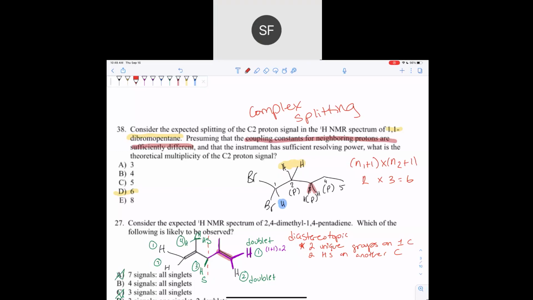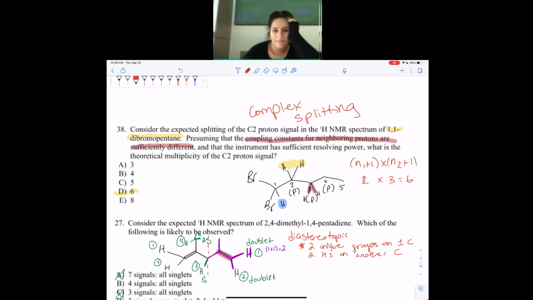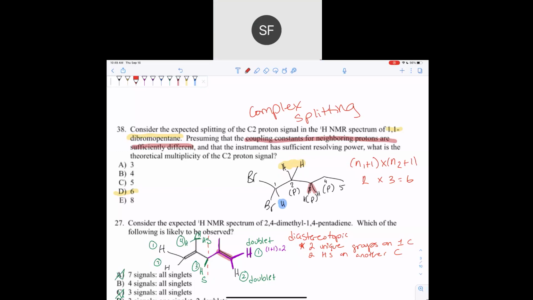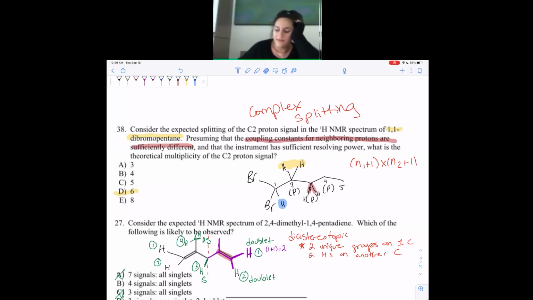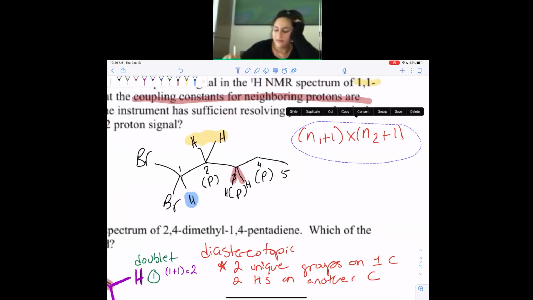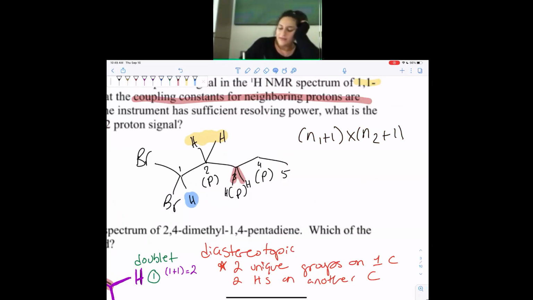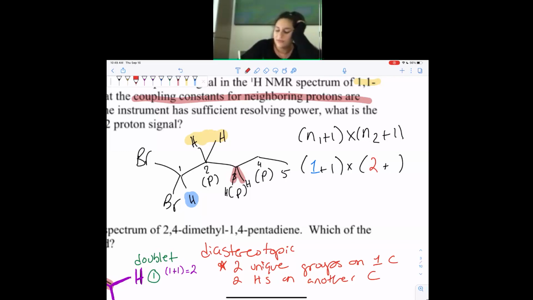Can you elaborate where you got the 2 and the 3, please? Yeah, absolutely. So let's make this black so I can color code it. N1 and N2 just mean the neighbors on the left and neighbors on the right. So I'm going to do n plus 1, and we have one blue hydrogen, and we multiply that by n plus 1, and on the other side we have two red hydrogens. So 1 plus 1 would be 2. 2 plus 1 would be 3, and once you multiply them together, you would get 6.